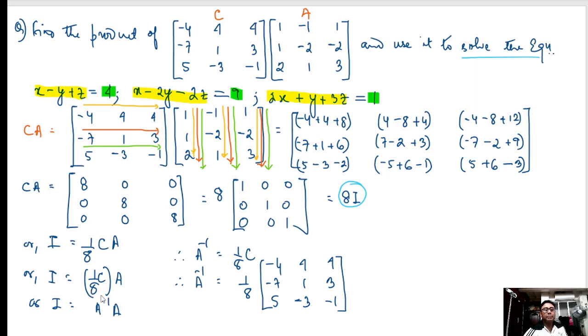And please remember this, that if you multiply any matrix with its inverse matrix, it is always I. So here we are writing I means 1 by 8C into A. That means this is my A inverse. Okay, so this is my A inverse matrix.